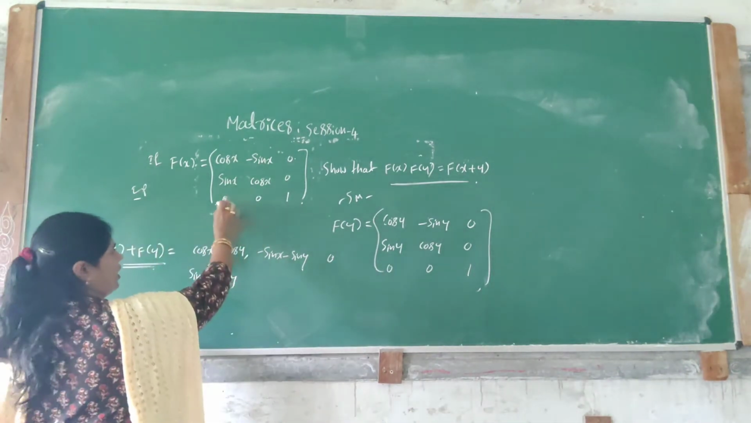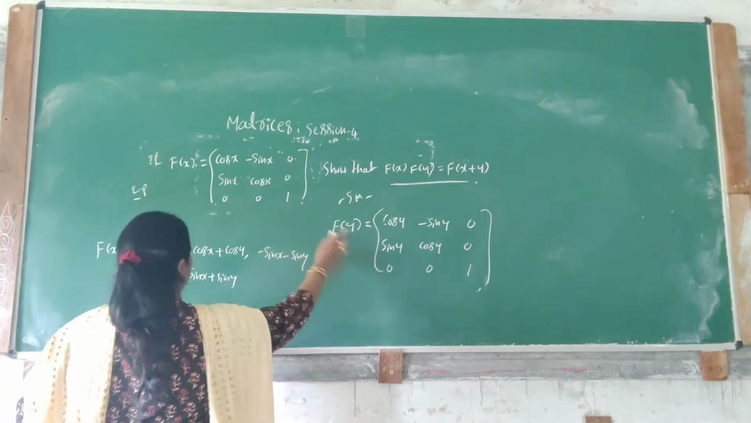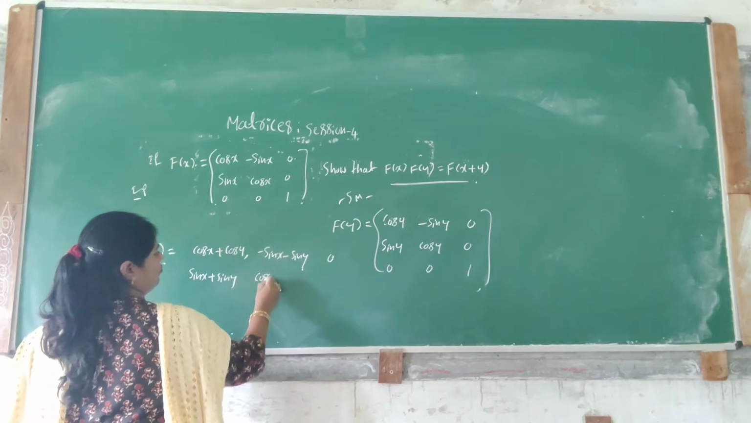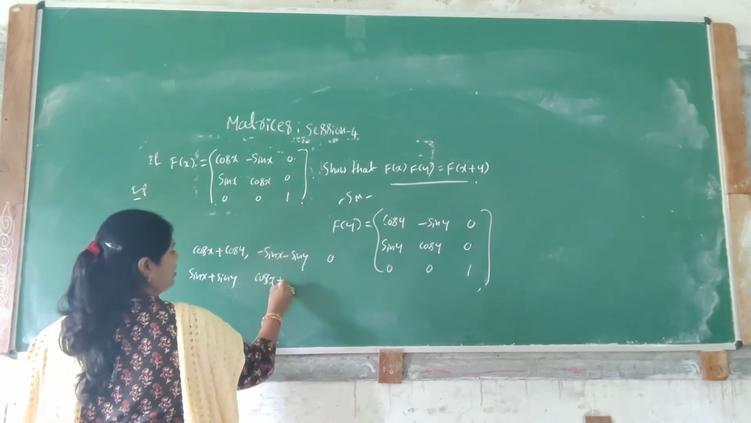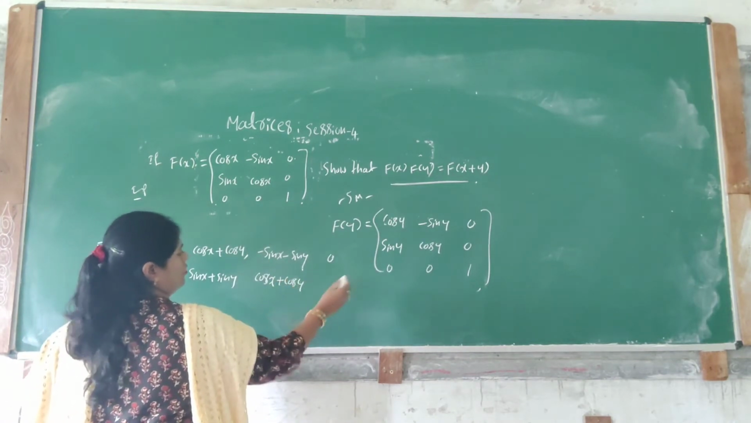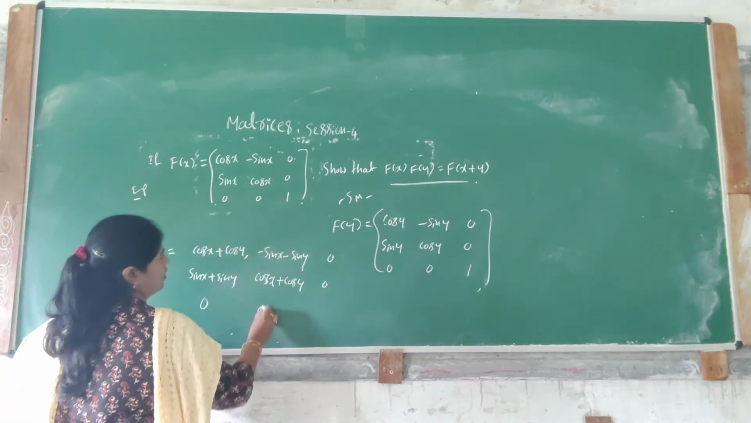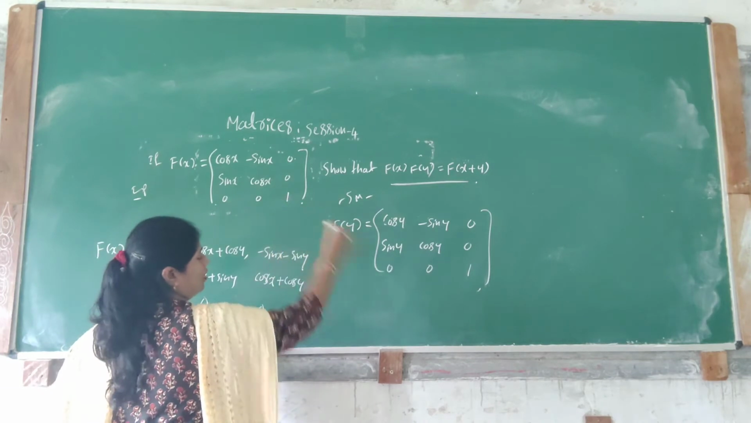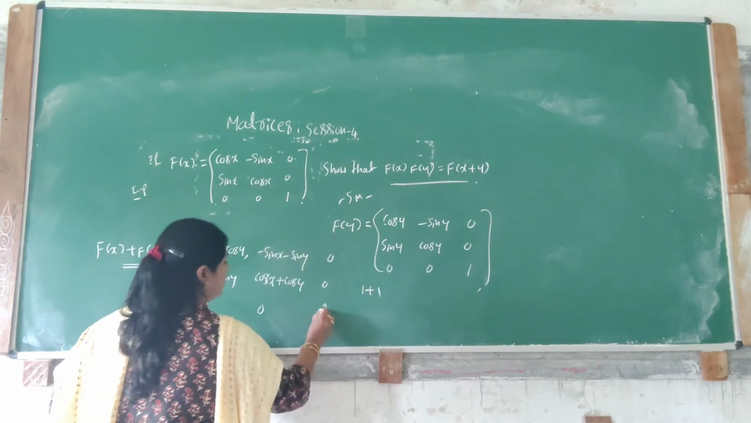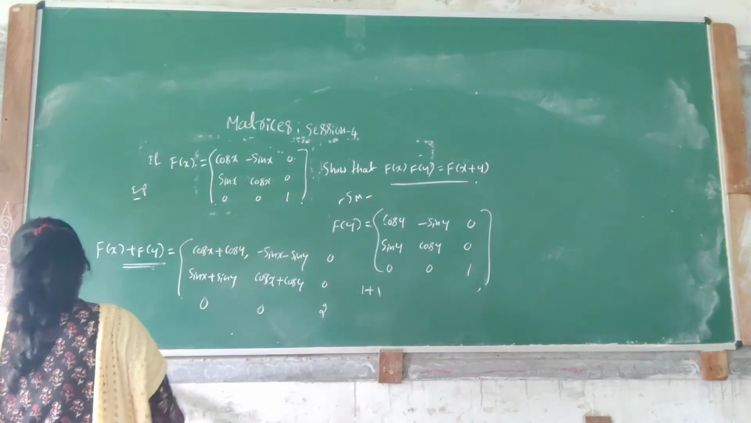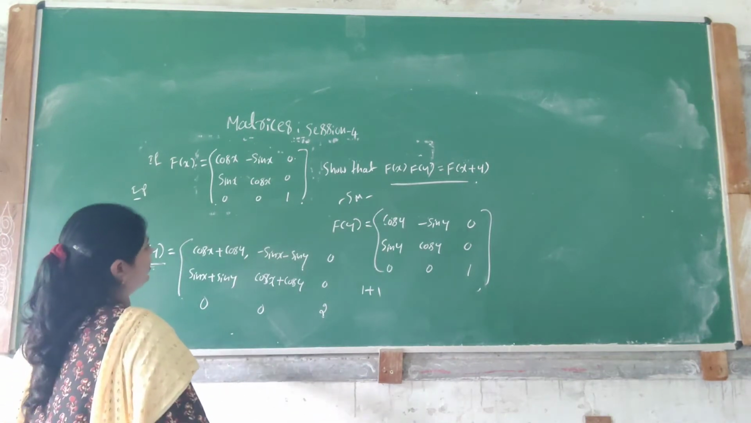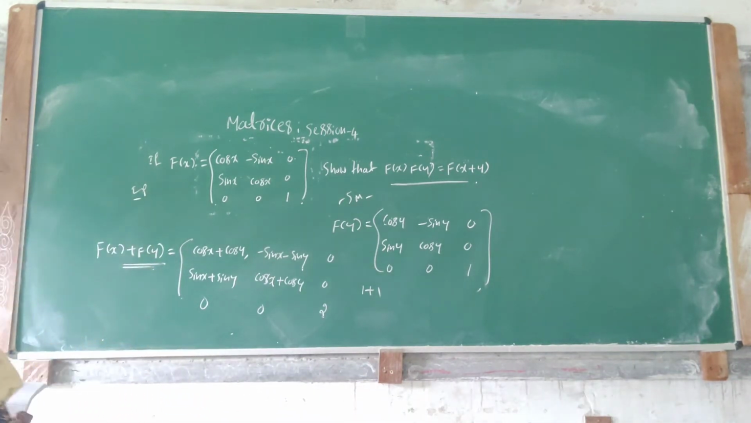So next, the corresponding elements: sin x, sin y. Next, cos x plus cos y. So 0 plus 0 is 0, 0, 0, 0, 0. So 1 plus 1 is what? 1 plus 1 is 2. What are the corresponding elements?